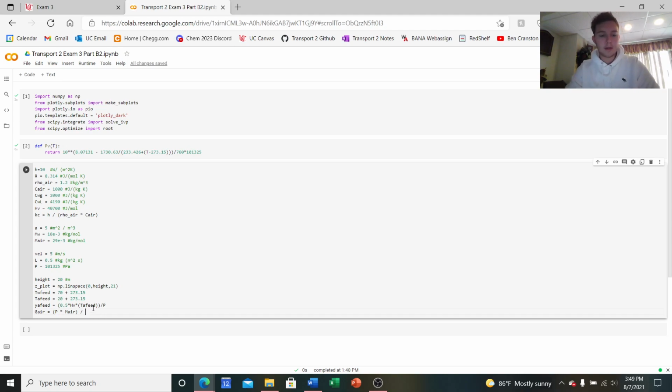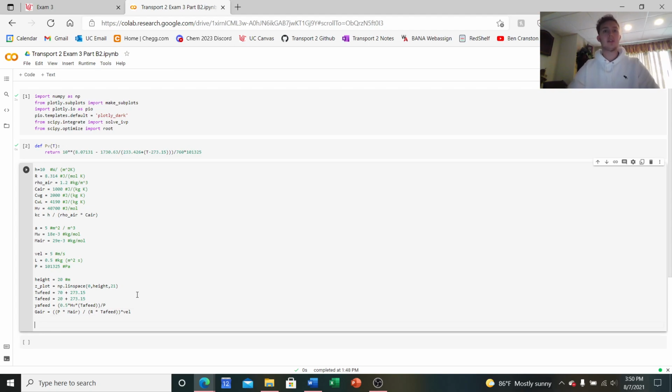This is going to be divided by the gas rate constant, which is 8.314, multiplied by the temperature of the air feed. And then this whole equation here is going to be multiplied by the velocity. So I'm going to put another set of parentheses, and this is all multiplied by velocity. Yes, that was right there. I just want to make sure that there weren't capitalizations in that.